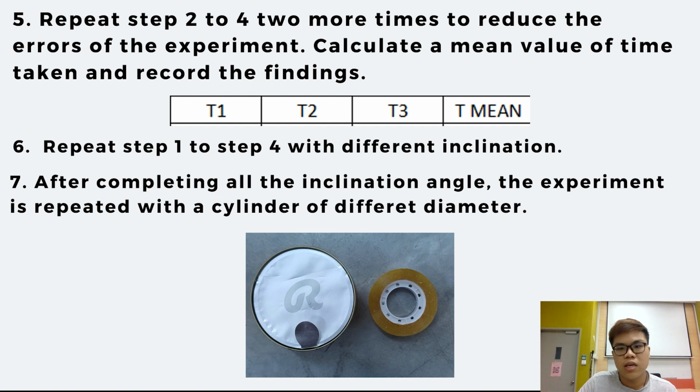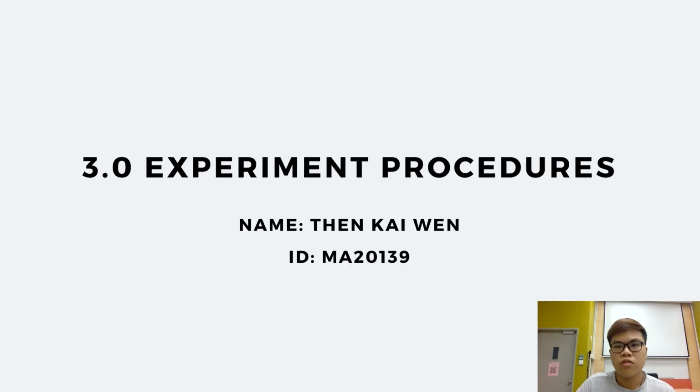After completing all the inclination angles, the experiment is repeated with a cylinder of different diameter. The second figure shows the cylinders with different diameters used in this experiment. Now let's have a look at the rolling motion video of both cylinders.